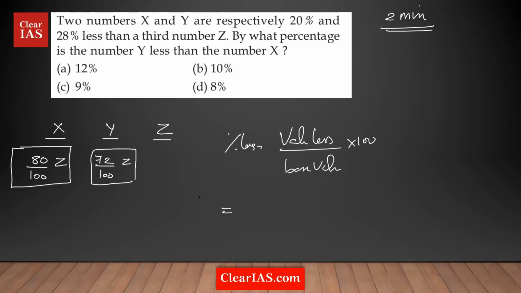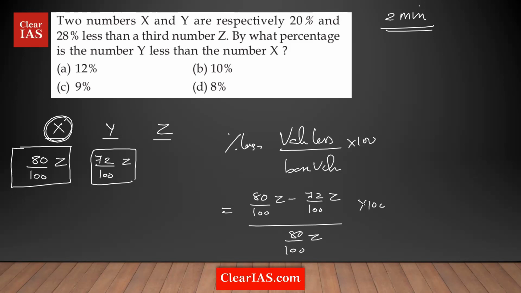The difference. That is equal to 80 by 100 of Z minus 72 by 100 of Z. That's a difference by base value. You are comparing with X less than. Correct. So yeah, this is your base value. X is the base value, right? So by 80 by 100 of Z into 100. That's your answer. That is equal to 8 by 100 of Z by 80 by 100 of Z into 100.